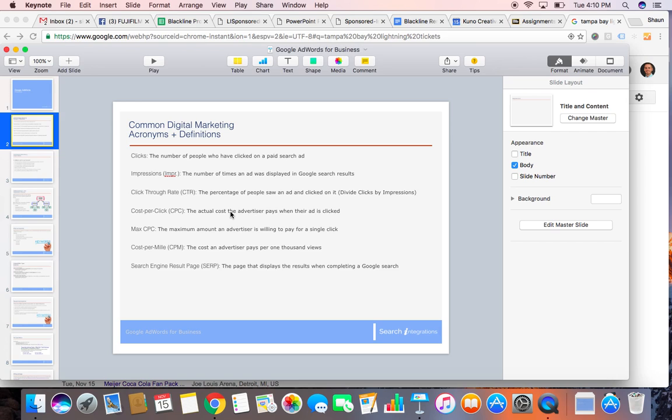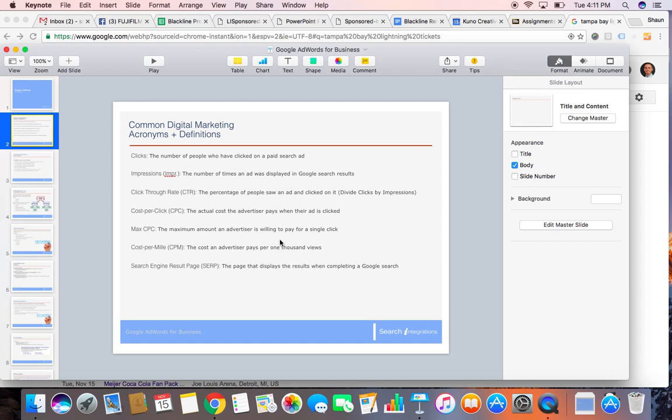The click-through rate is the percentage of people who saw an ad and clicked on it. It's basically the number of clicks divided by impressions. The click-through rate is a percentage of the number of times your ad's shown that people have clicked on it. The cost per click is the actual cost the advertiser is going to pay when their ad is clicked. And the max CPC is the maximum amount an advertiser is willing to pay.